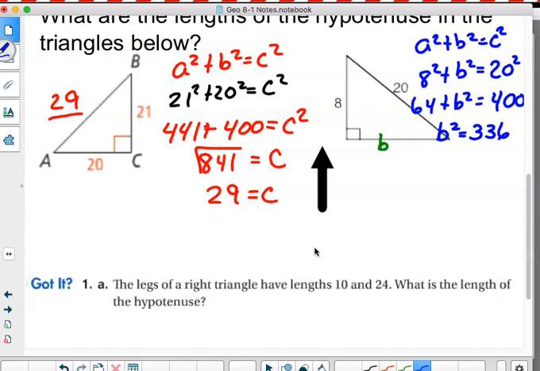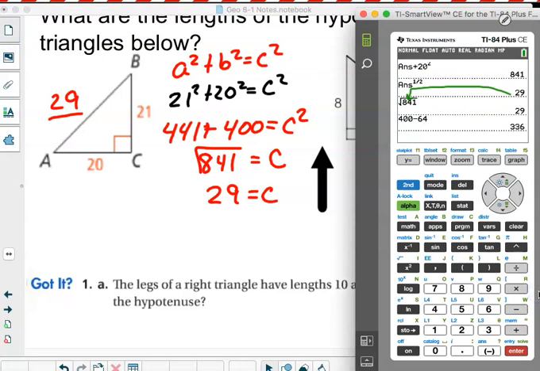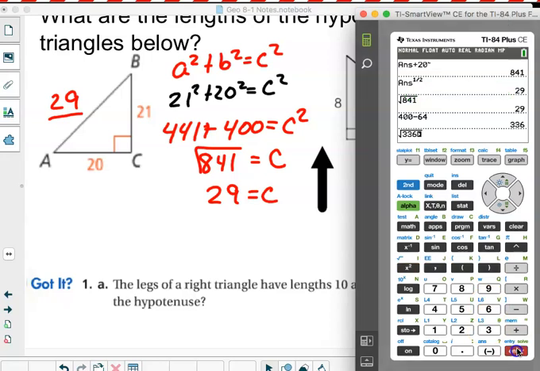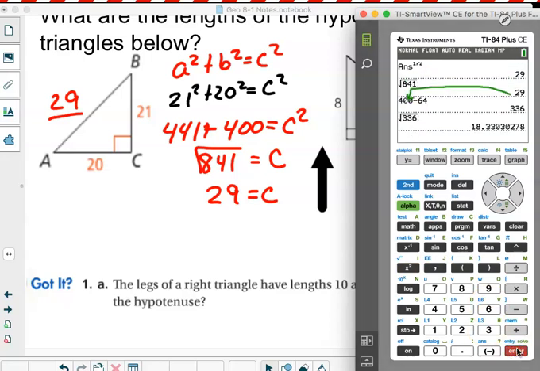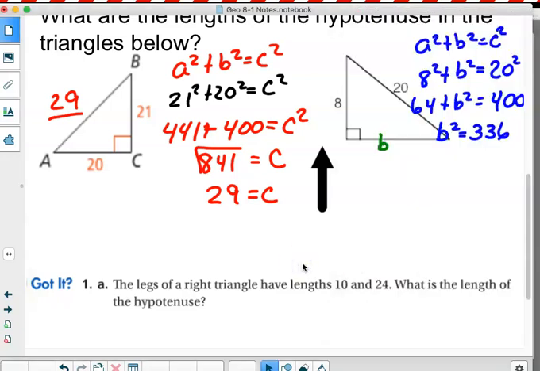Now I've got to take the square root of both sides. What happens if I do that in my calculator? If I take the square root of 336, is that a perfect square? Ooh, it isn't a perfect square. It's kind of ugly. But 3 goes into 336. 336 divided by 3 is equal to 112. All right, so I'm going to do a factor tree here.